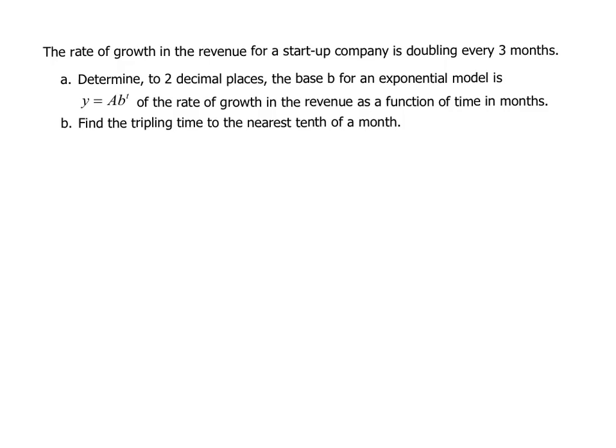We are supposed to determine, to 2 decimal places, the base for the exponential model y equals a times b to the t of the rate of growth in revenue as a function of t, time in months, and then we're supposed to find the tripling time. So the first thing we have to do is find that base. What we know is y equals a times b to the t. Let's look at our given information. This is our model. Our goal is to find our b.